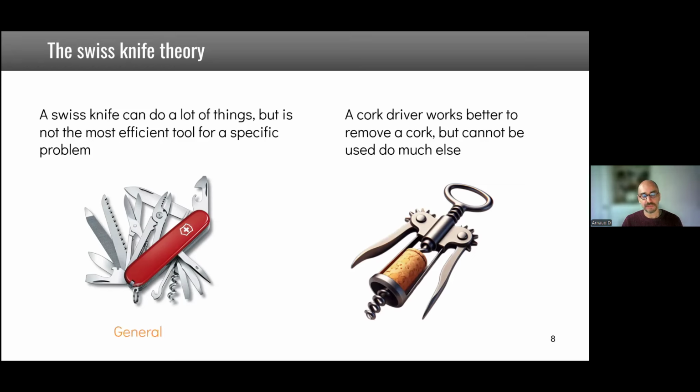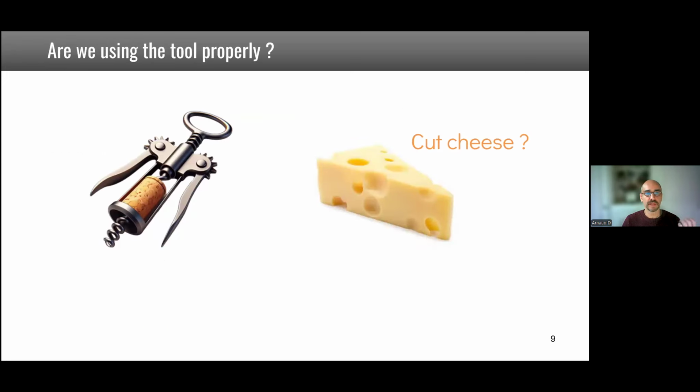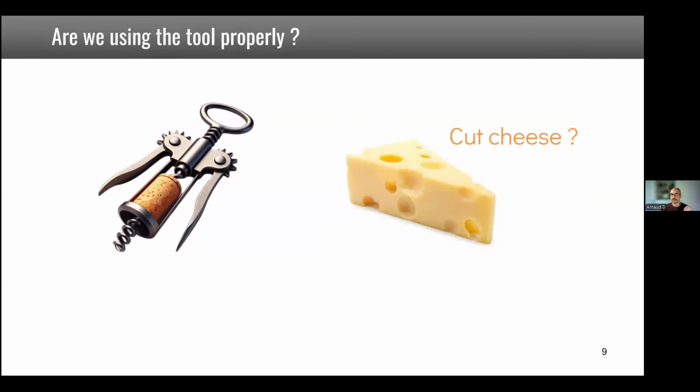So the Swiss knife is going to be a general tool, while the cork driver is going to be a specific tool. And on top of that, of course, the question is, are we using the tool properly? Because if you're going to take a cork driver and you want to cut cheese, well, I think you're going to make a job, but quite a dirty job of cutting the cheese.